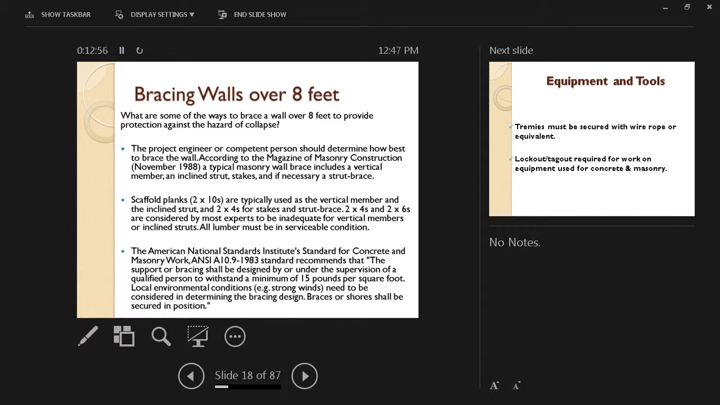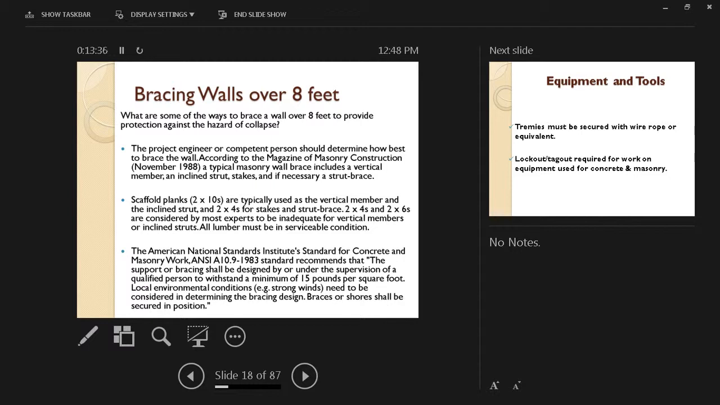What kind of material is going to be used for this support? Scaffold planks, 2x10s, are typically used as the vertical member and the inclined strut, and 2x4s for stakes and strut braces. 2x4s and 2x6s are considered by most experts to be inadequate for vertical members or inclined struts. That's why we're using the scaffold planks. All lumber must be in serviceable condition, so it must be in good condition, not rotting or suffering from any damage.